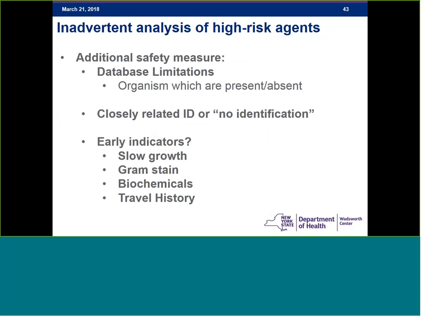Some additional safety measures include knowing the limitations of your database. Each manufacturer has different organisms in their database, some of which do not include biothreat agents. A separate biothreat database would need to be purchased in some cases. While closely related organisms can be used as an indicator of a potential biothreat, such as Bacillus cereus for Bacillus anthracis, other biothreat agents will result in no identification, as is the case with Brucella species.